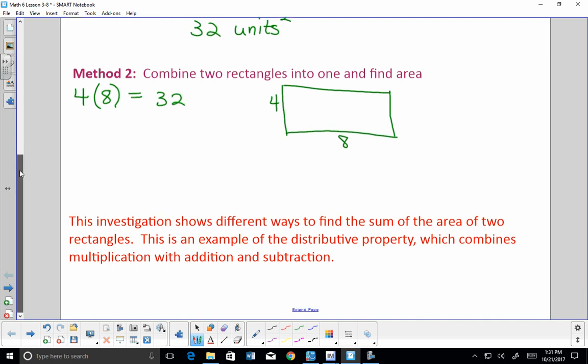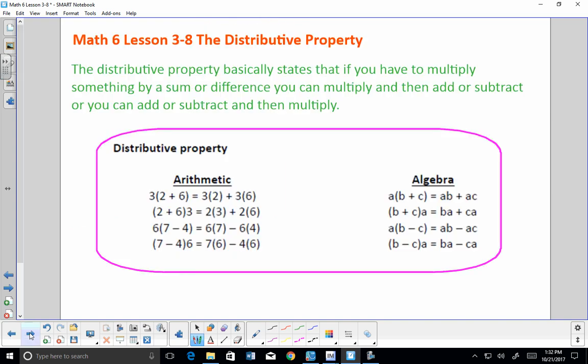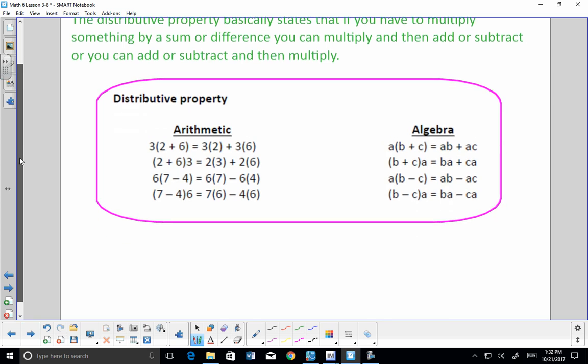And this is an example of the distributive property, which combines multiplication with addition and/or subtraction. The distributive property basically states that if you have to multiply something by a sum or a difference, you can multiply and then add or subtract, or you can add or subtract and then multiply. And I've given you some examples of the distributive property here.